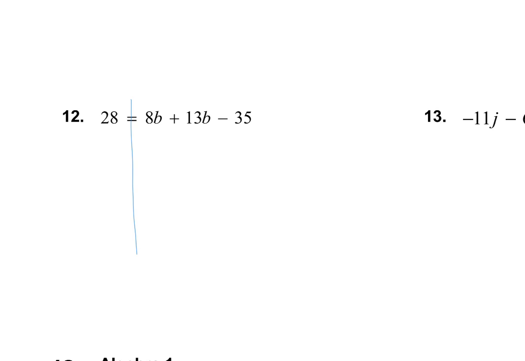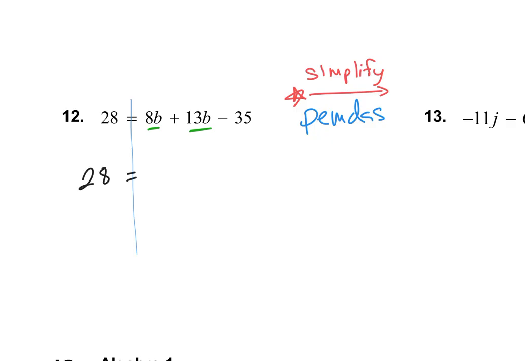And I told you when I wrote PEMDAS on the board that you always, and I said always like a handful of times, you will always technically think through, can I simplify this problem before you do anything? So can I simplify? Yeah, I can add these two. I get 28 equals 21b minus 35. I can add, and okay, I'm getting ahead of myself a little bit. I have simplified it now, right?